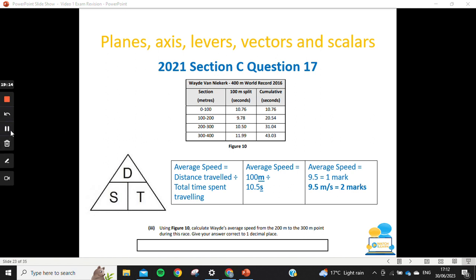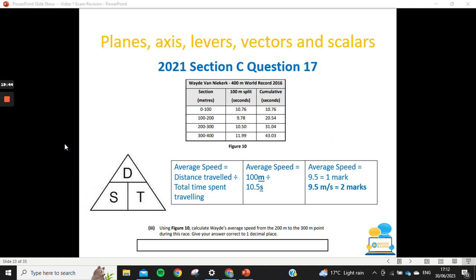We are looking to divide the distance by the time. As you can see here, the average speed will be the distance travelled divided by the total time spent travelling. So we have our distance, which is 100 meters, you can see we have underlined meters here, divided by 10.5 seconds. We've underlined seconds here as well, and that will give us our average speed.